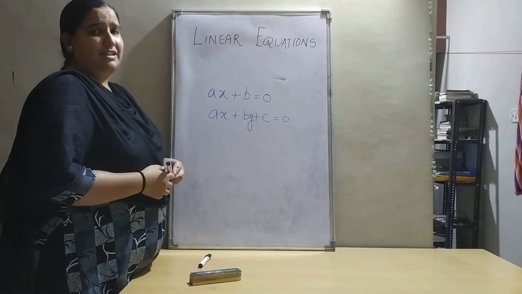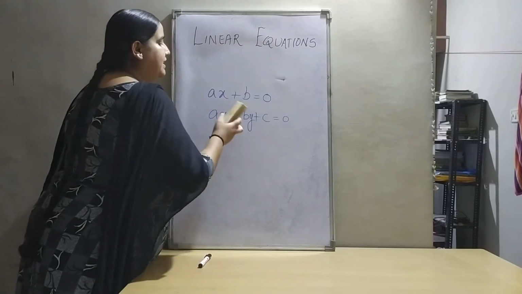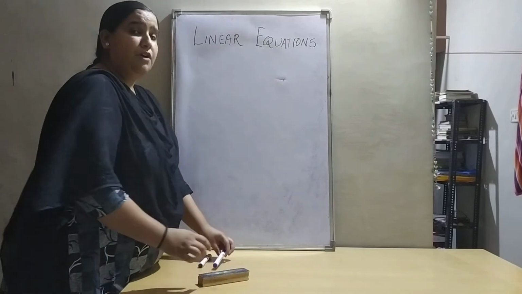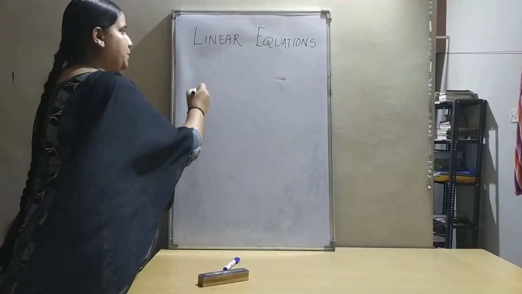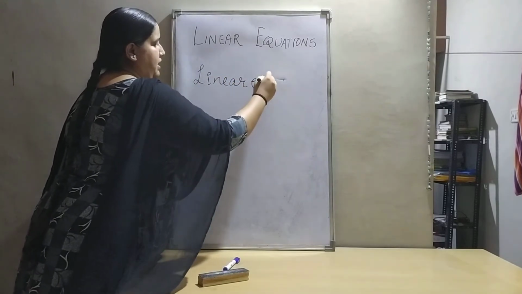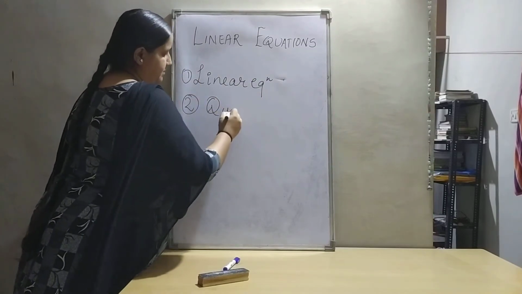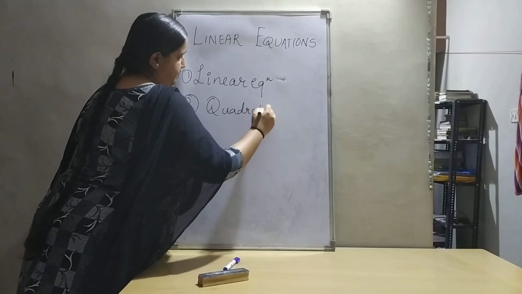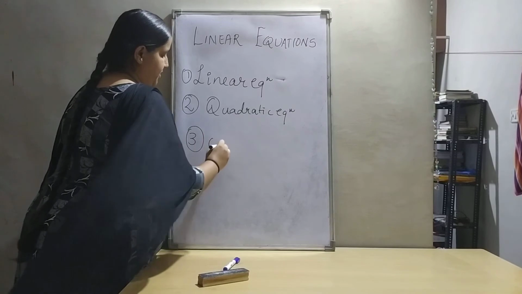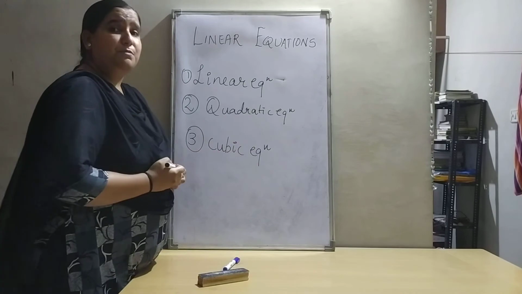What kind of equation is it? Before going into the details, we must understand what are the different types of equation. The types of equation include, number one, linear equation. Number two, quadratic equation. And number three, cubic equation. Now what is the difference between these three?